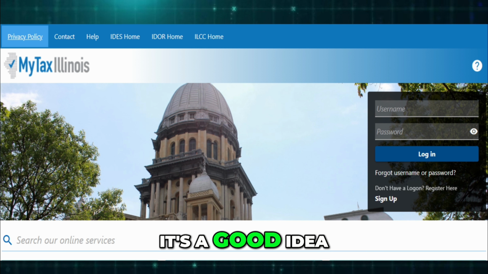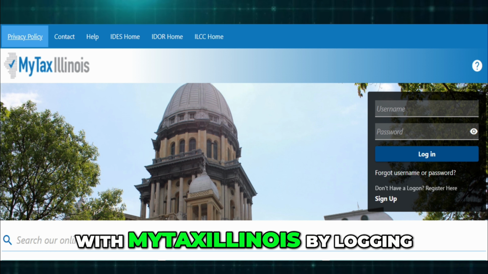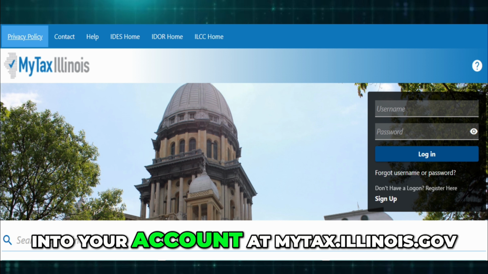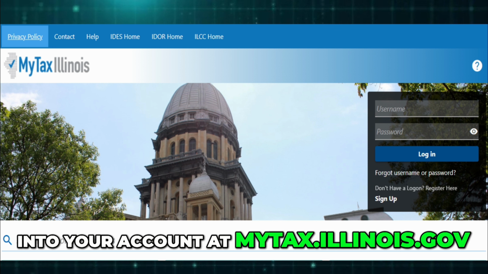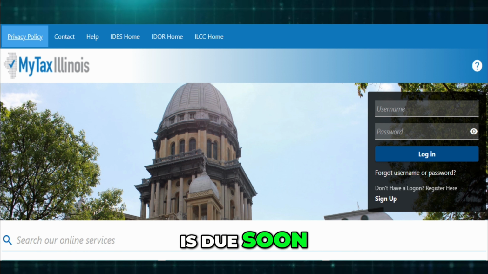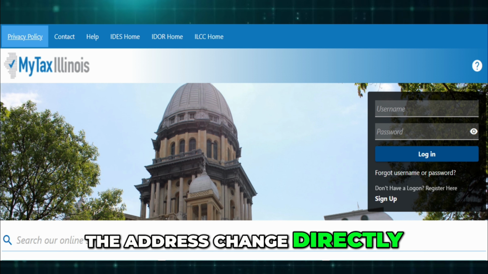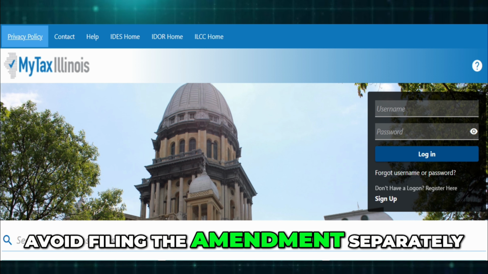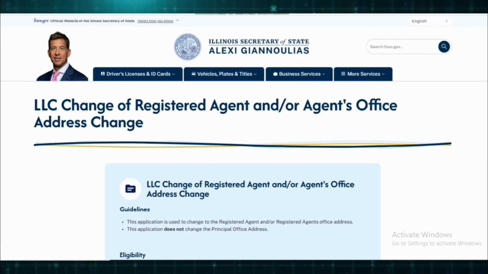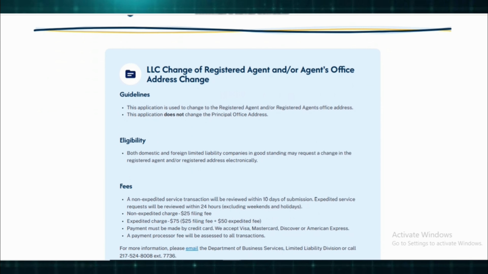Additionally, it's a good idea to update your address with MyTax Illinois by logging into your account at mytax.illinois.gov. If your annual report is due soon, you can also make the address change directly on that report to avoid filing the amendment separately. So, that's how you can change LLC address in Illinois.